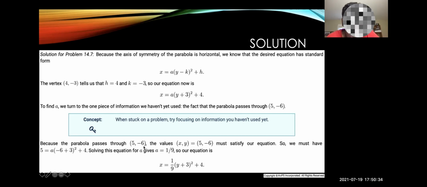And then after that, we can plug this point into our equation, and then we can figure out what a is, which in this case is 1/9. That's all there is to this problem.